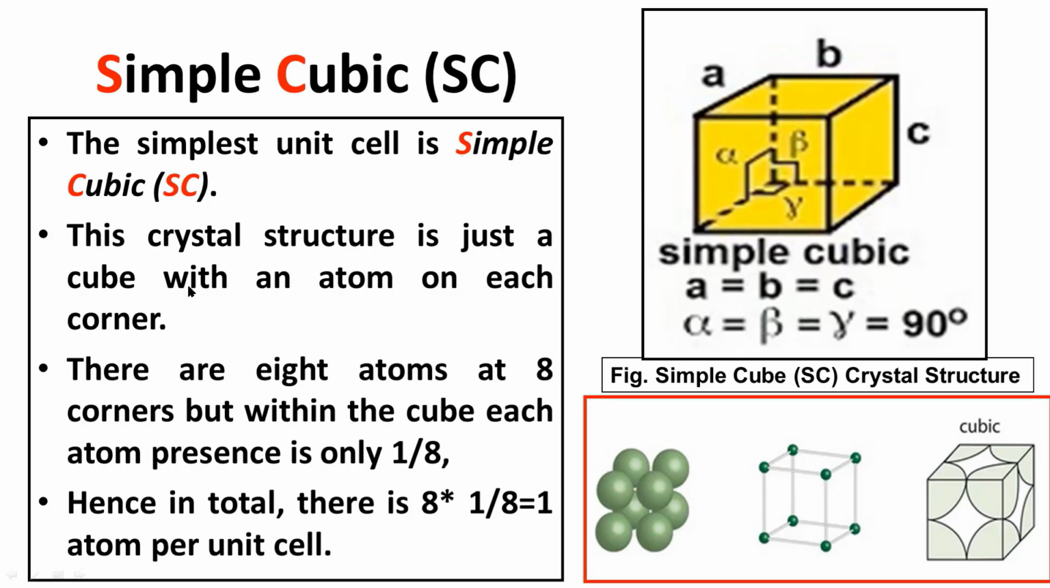This crystal structure is just a cube with an atom on each corner. There are 8 atoms at 8 corners, but within the cube, each atom's presence is only 1/8. As said, there are 8 atoms at 8 corners of the cube, but practically the cube has only 1/8 part of each atom in the body of the cube. Hence in total there are 8 times 1/8, which equals 1 atom per unit cell.